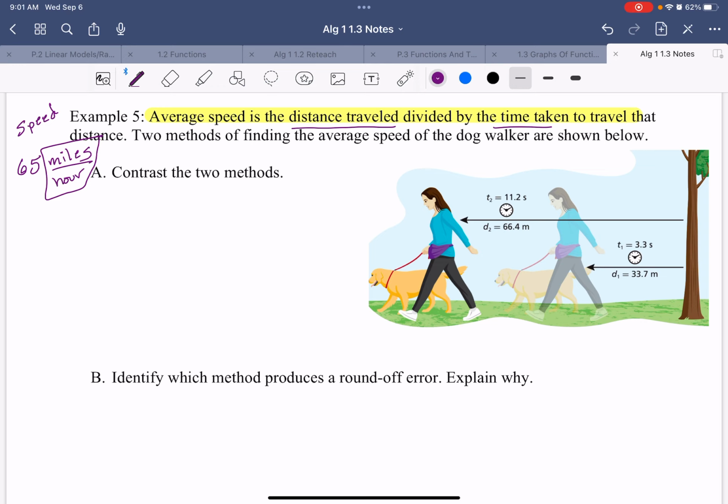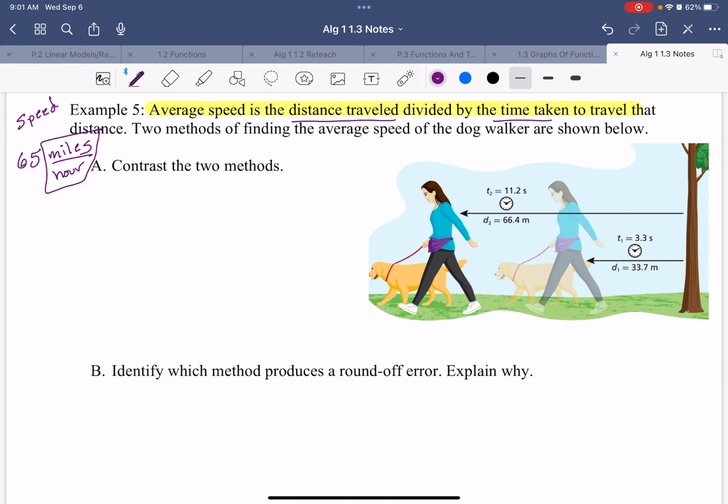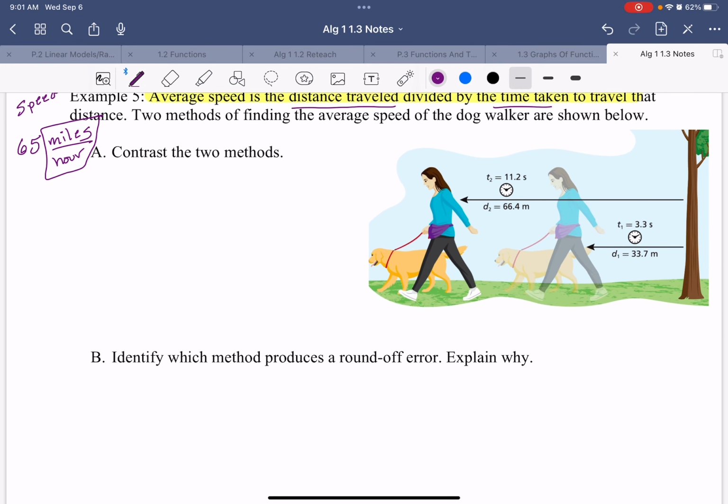So here we've got 2 different methods for finding the average speed of the dog walker. If you notice, they give us some information over here. They tell me that at time 1, she's 3.3 seconds in, and she's gone a distance of 33.7 miles. At 11.2 seconds since she left, she's at 66.4. Sorry, that's meters, not miles. I'm like, that's a really long way. It's meters. We're dealing in meters here. M is just meters. MI is miles.